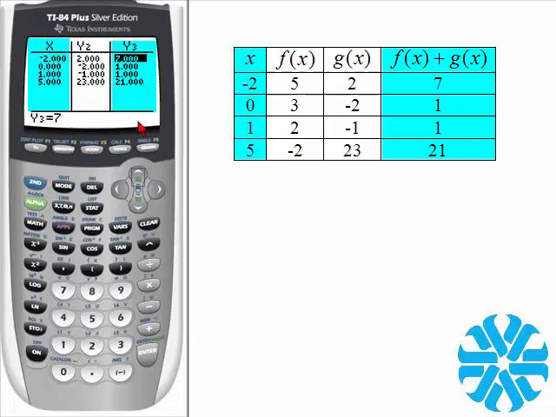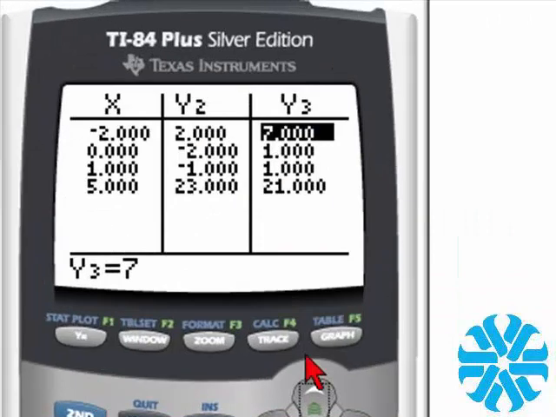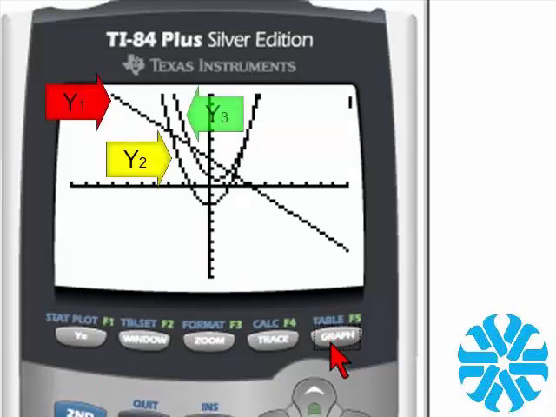So it would be -2, and then 7, 0, and 1, 1, and 1, and 5, and 21. Alright, so let's just go ahead and graph each one of these functions. So it's going to graph f of x, g of x, and the sum of both functions, which we called h of x. So if we hit graph, there it graphs the line, then the parabola, and then the third function right here that it just drew is the sum of this linear function plus this parabola. Alright?